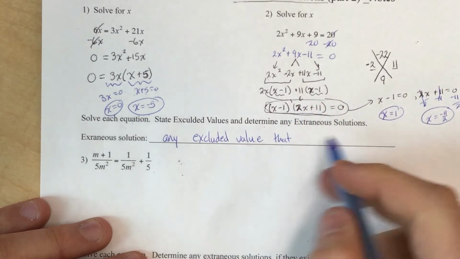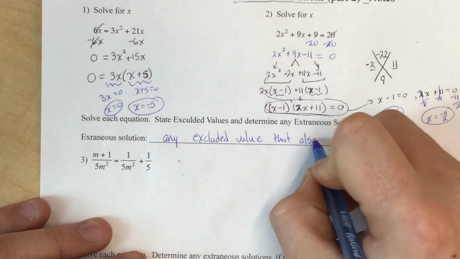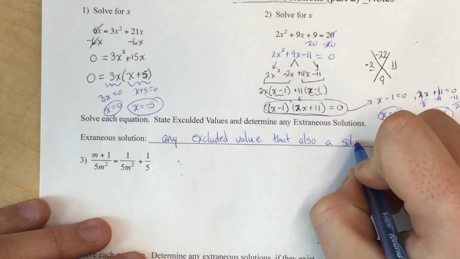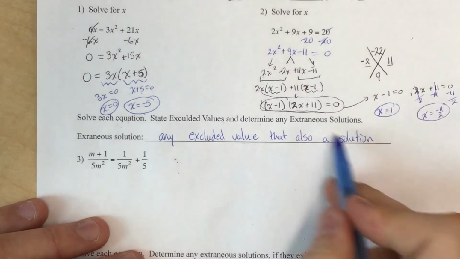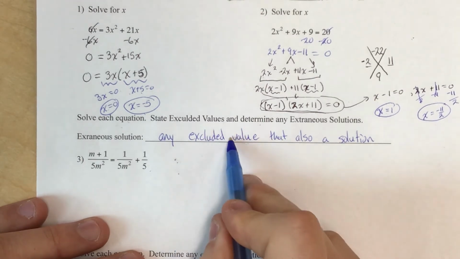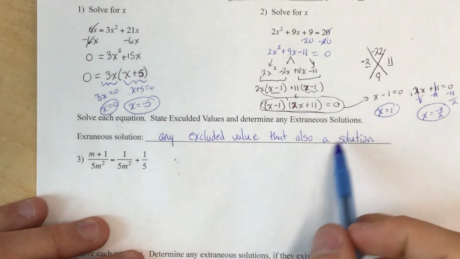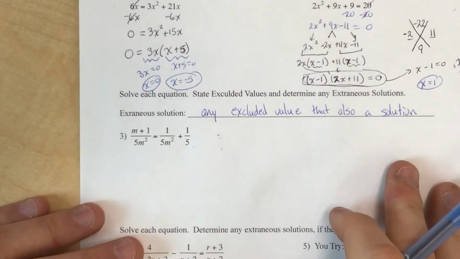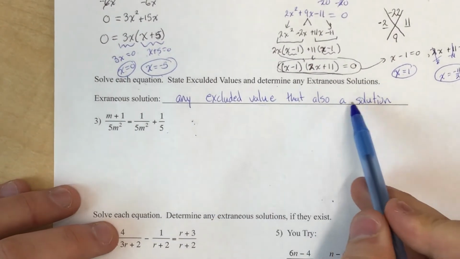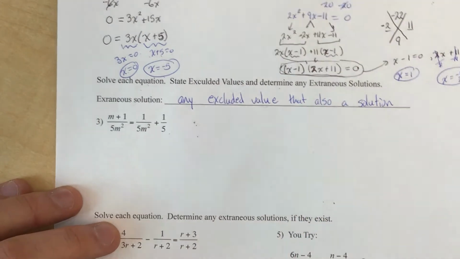And this excluded value is also a solution. Okay? So essentially it's not a solution if you can exclude it, but when you solve it algebraically, it will become a solution. So we'll talk about that, and here's an example where you will have an excluded value that's also a solution, called extraneous.